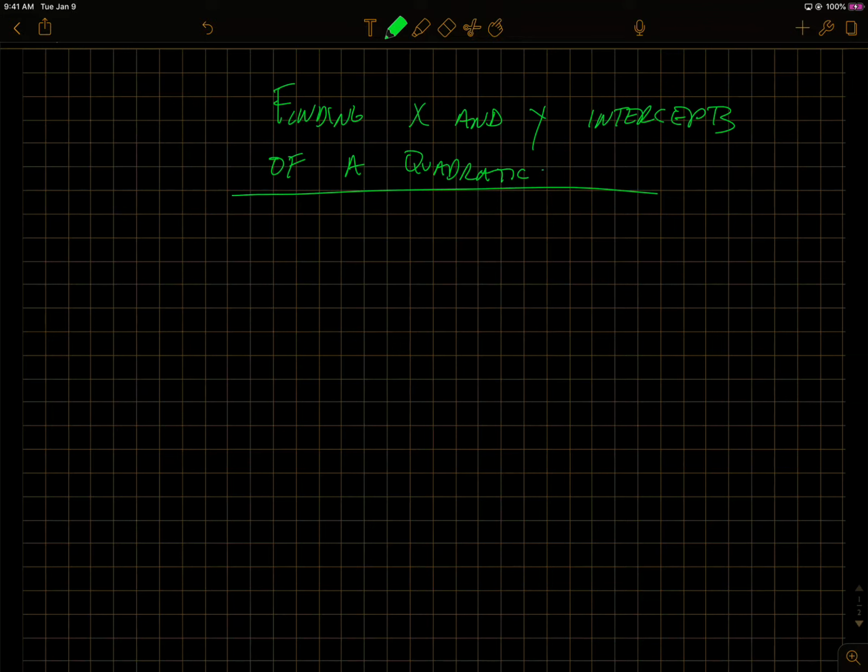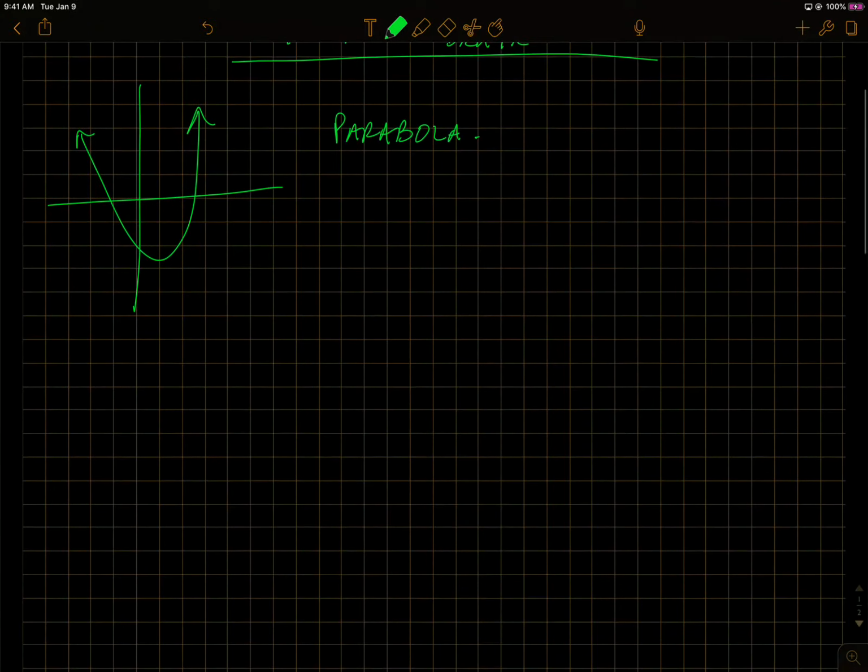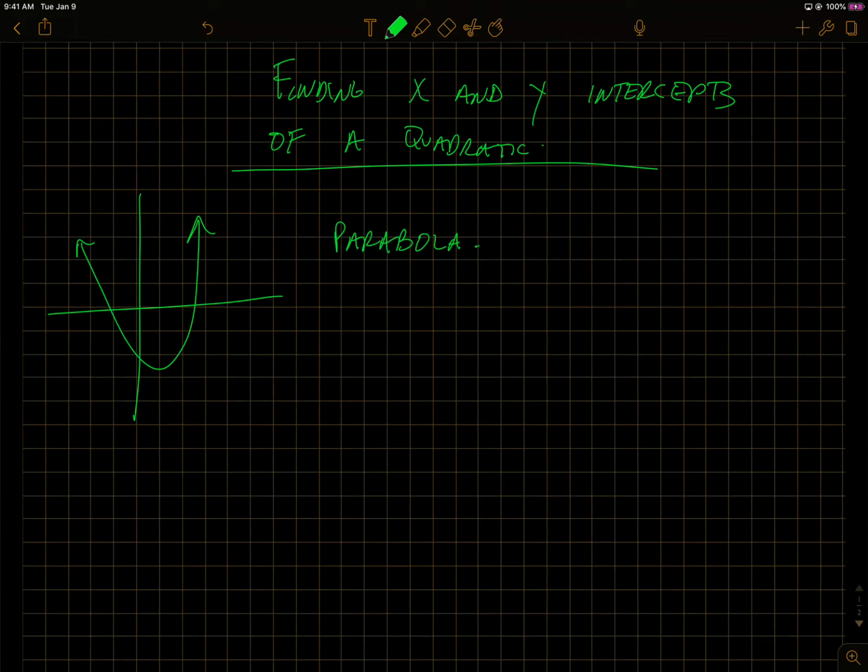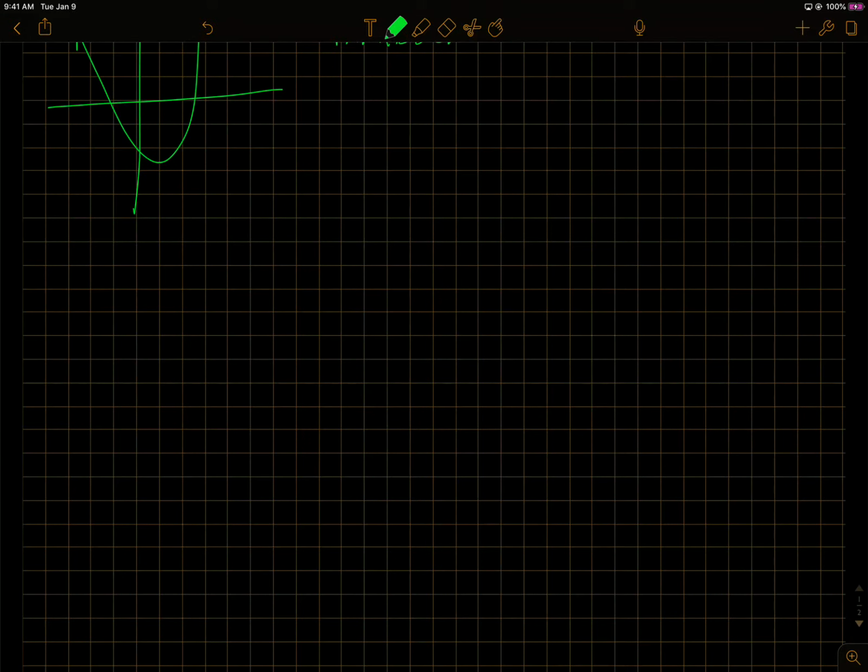Okay, so we're going to look at finding the X and Y intercepts of a quadratic. So remember, quadratics have a power of 2 and their graphs make parabolas. The first thing we have to discuss is when we find the X and Y intercepts. Let's start with the Y intercepts.